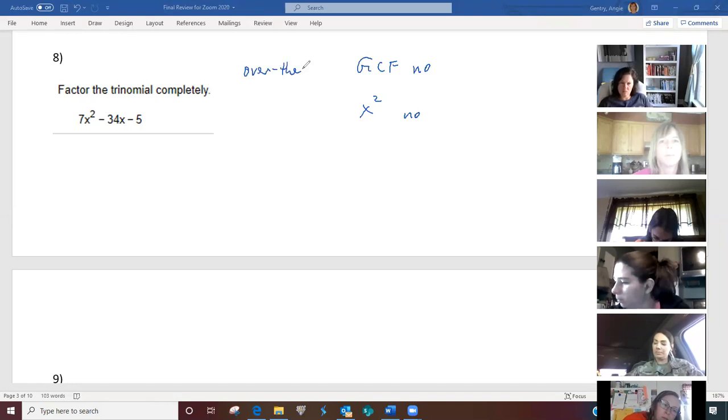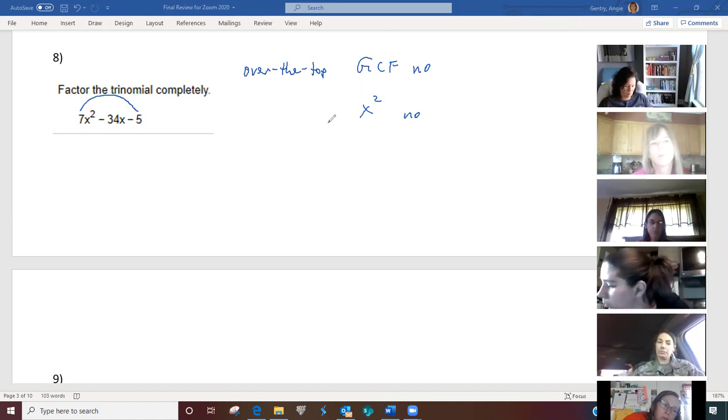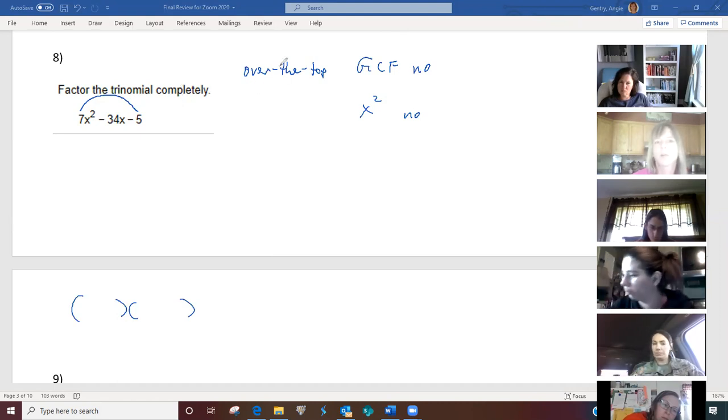So you go over the top. Some of you, especially if you're an online student, might have just gone straight to trial and error. Some people do that, guess and check, where they play around until they stumble upon something that works. If they FOIL it in their head, most of us can't do that. So we're going to go the route that we're going to factor by grouping.